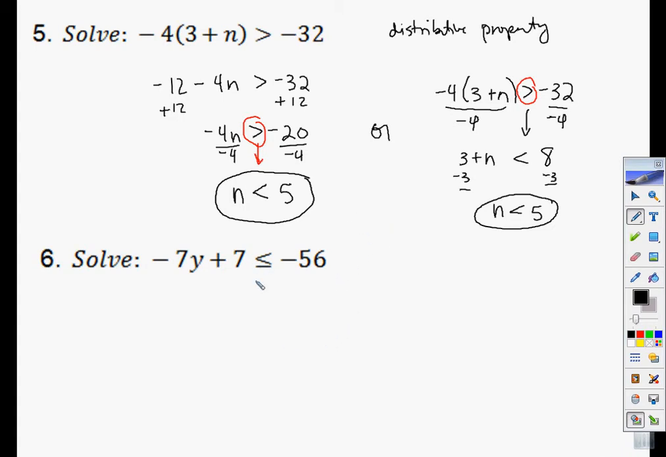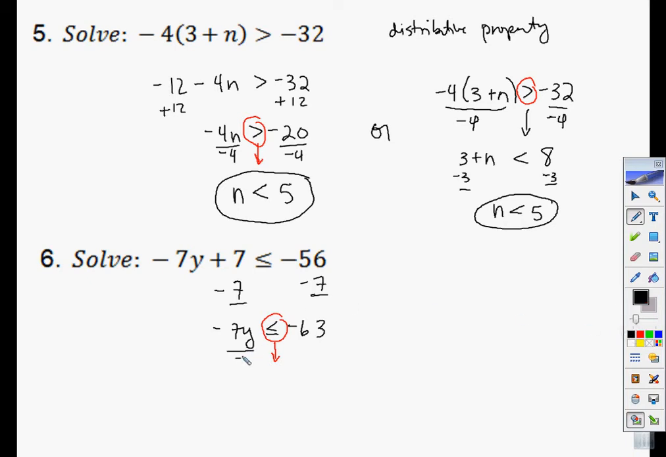Okay, last example, isolate variable. So I need to subtract 7 from both sides of the inequality sign. So I have -7y is less than or equal to -63. And again, at this point, we're going to have to do what? Divide by a negative number.